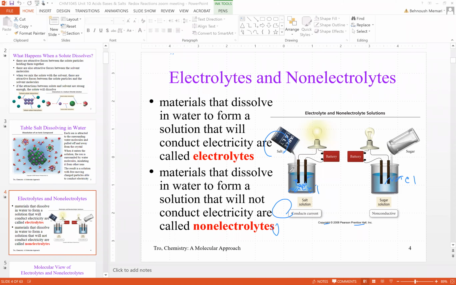This test is done with the conductometer, which is shown in this picture as a simple device. The light bulb is going to only light up if electrons are transferred from one pole to another pole. Now, if they're not transferred, then the light is not going to turn on. Now, if you see a dim light, then the solution is going to classify as weak electrolyte. So we do have strong electrolytes and weak electrolytes.